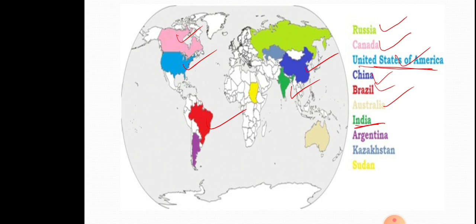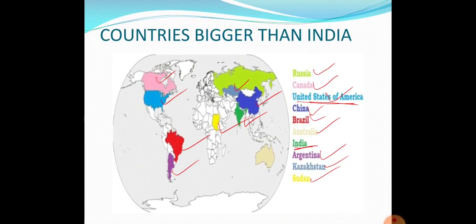Then there are other bigger countries also, like Argentina in Latin America, just below Brazil, known for football, Brazil also. Then comes Kazakhstan, that is just above us. It was part of Russia earlier, now it is separated, and one African country, Sudan. So these are the 10 largest countries of the world. We are the seventh largest country, and you have to remember Russia, Canada, United States, China, Brazil, Australia. I forgot Australia is a continent also and a country also, so it is bigger than us. So these are the countries.